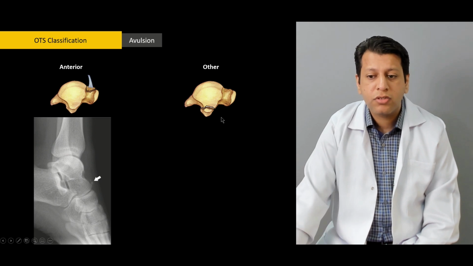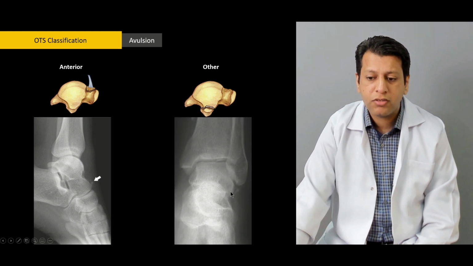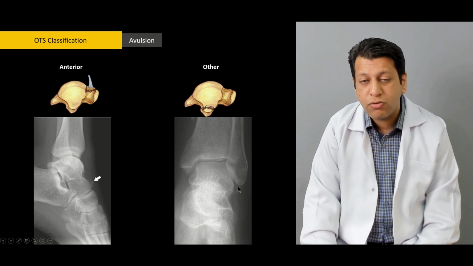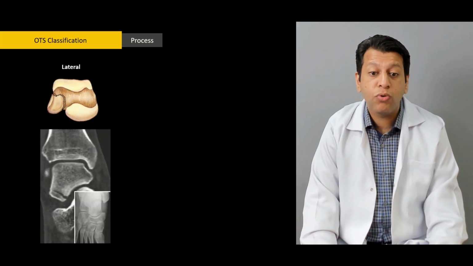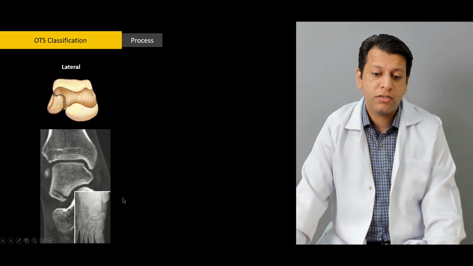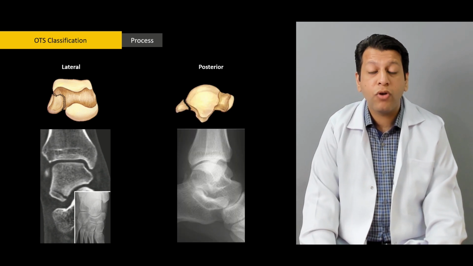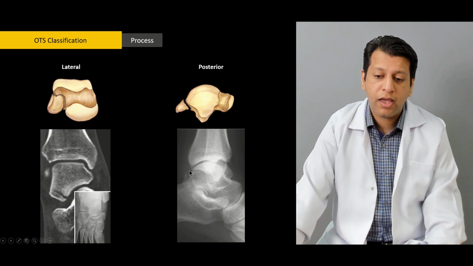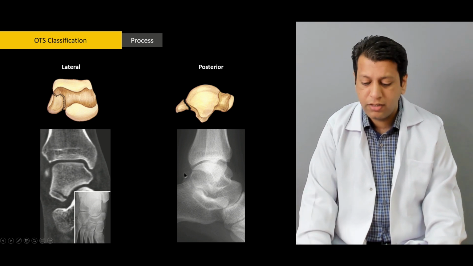There could be a process involved elsewhere. In this case, there's a lateral process fracture, but this is usually seen on the AP view. You can appreciate this is the fracture, which is a small part, maybe a very subtle injury, and you need to look very carefully. Sometimes the whole lateral process may be involved. If you see this CT, you can appreciate a very large chunk of the lateral process is involved. Or this could be involving the posterior process as well. This is an X-ray showing a very big chunk of the posterior process being torn out from the talus.